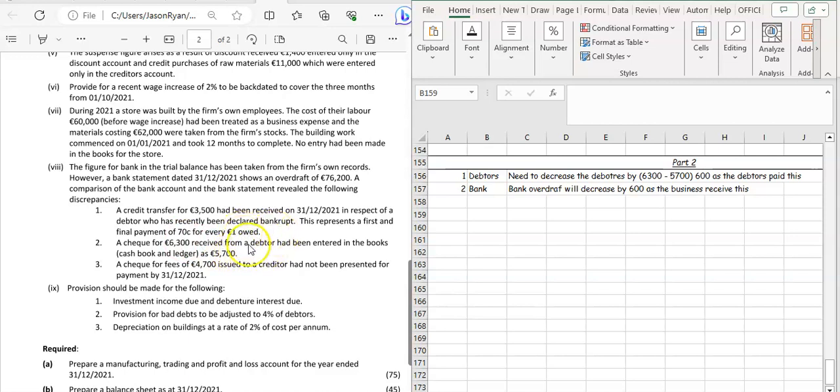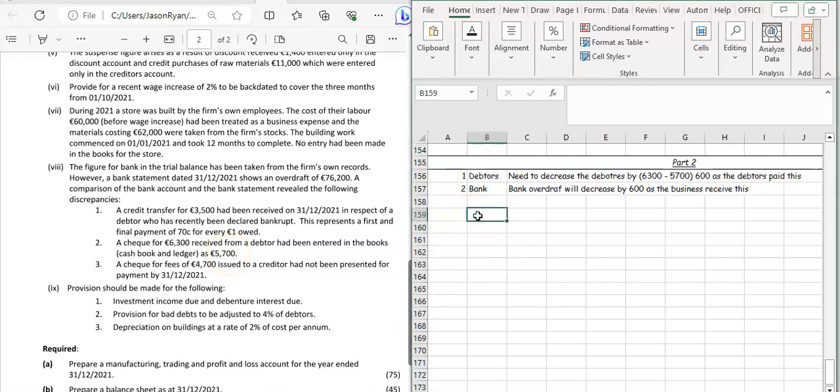And because these debtors have paid more than we've actually recorded, we need to reduce our debtors by that figure. And then our bank overdraft is going to reduce as well because we've received more money than we've actually recorded. So the cheque that the debtors wrote to us, or paid us, was 6,300, but in our books we only recorded 5,700. So the difference between those two is 600.